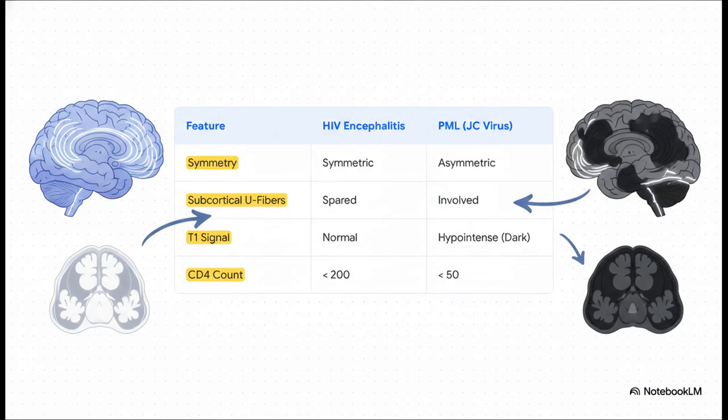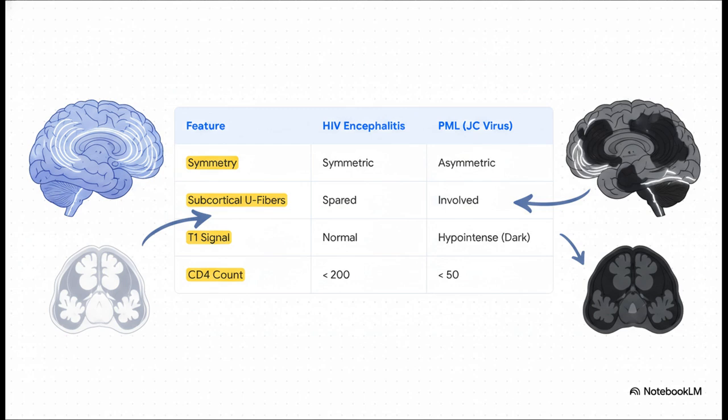So let's put these two side by side. On one side, you have HIV encephalitis. What do you see? You see this symmetric, high T2/FLAIR signal deep in the white matter. But, and this is the whole game, it spares the subcortical U fibers. Okay? Now look at PML, progressive multifocal leukoencephalopathy. It's asymmetric, and, you guessed it, it involves the U fibers. Another big clue? PML is going to be dark on T1, where HIV encephalitis is usually T1 normal. But I'm telling you, that U fiber involvement, that's your moneymaker right there.